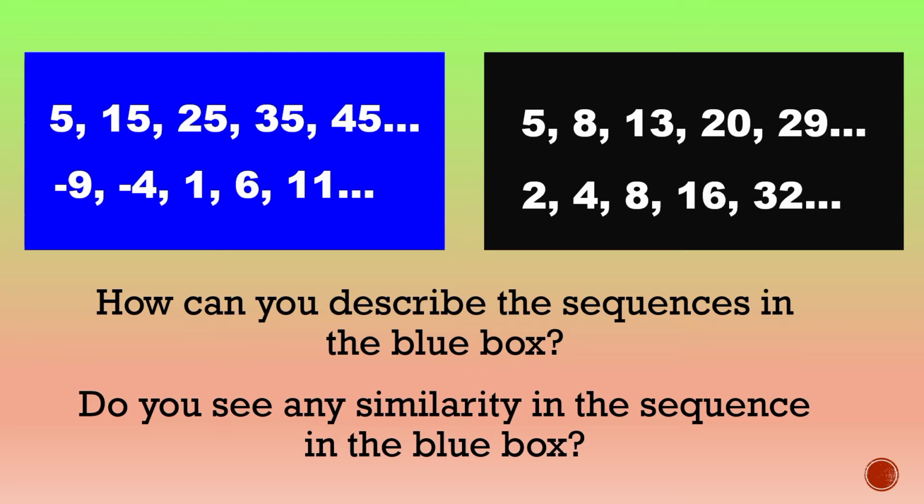How about negative 9, negative 4, 1, 6, and 11? Anong pagitan niya? Pagitan ni negative 9 at negative 4 is 5. Ni negative 4 at ni 1 is 5. Ni 1 at 6 is 5. And ni 6 and 11 is 5 also.